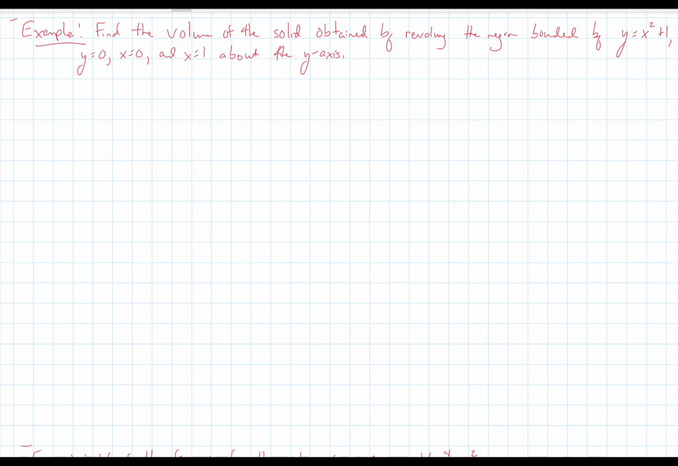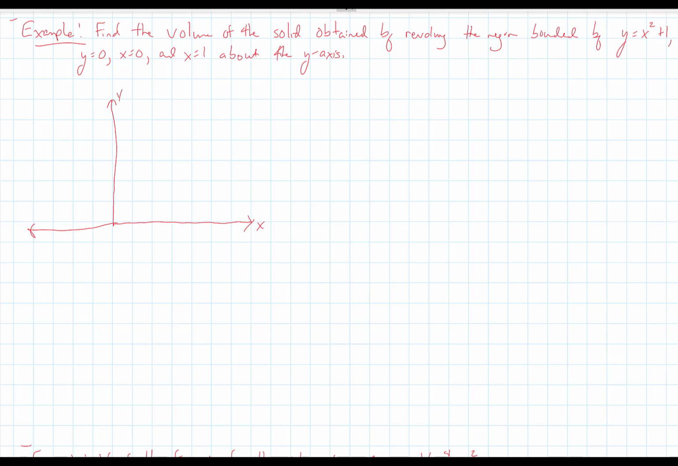Alright, so let's look at this second one. We want to find the volume obtained by revolving the region bounded by y equals x squared plus 1, y equals 0, x equals 0, and x equals 1 about the y-axis. So same thing. We start out by sketching our region so that we know what it's going to look like. So here's my x-axis, my y-axis.